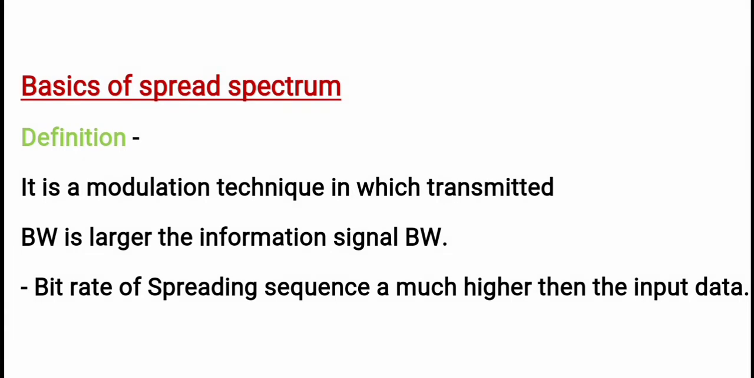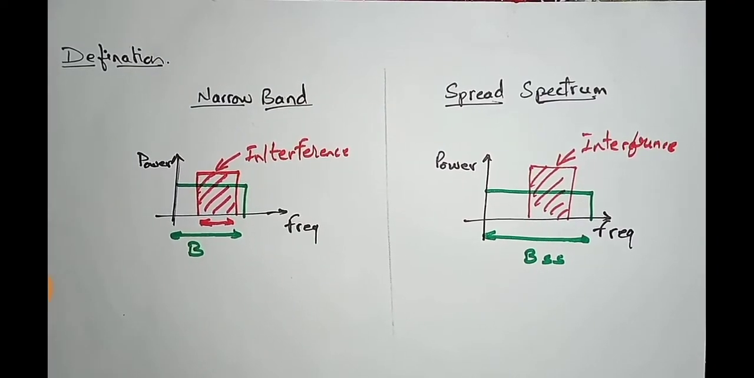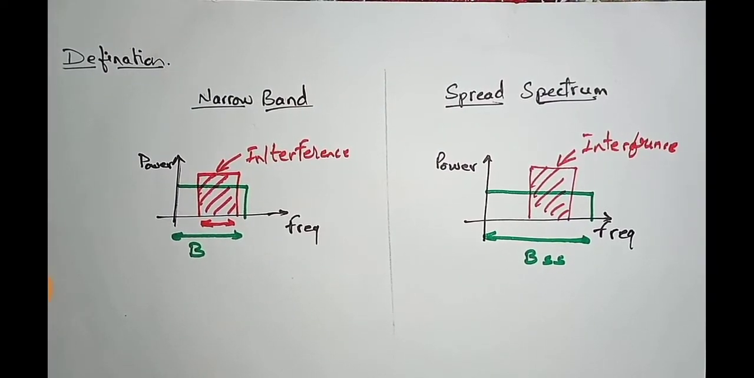In other words, spread spectrum requires more bandwidth, it requires less power consumption, and it is more secure as compared to narrowband. These are specifically used for wireless communication. We'll try to understand with the help of graphical representation by taking narrowband and spread spectrum.